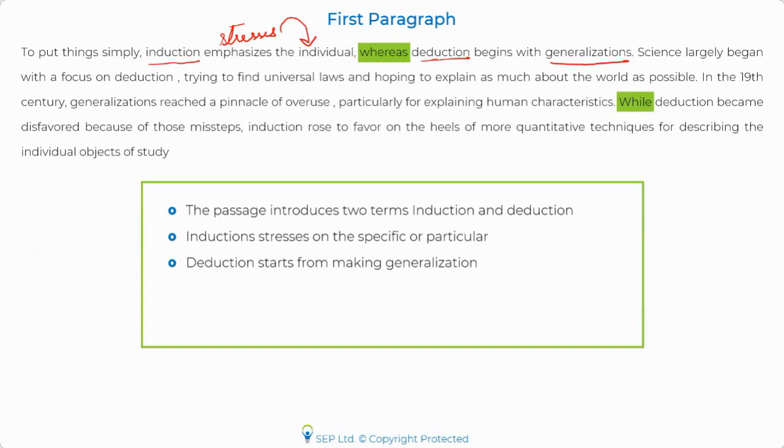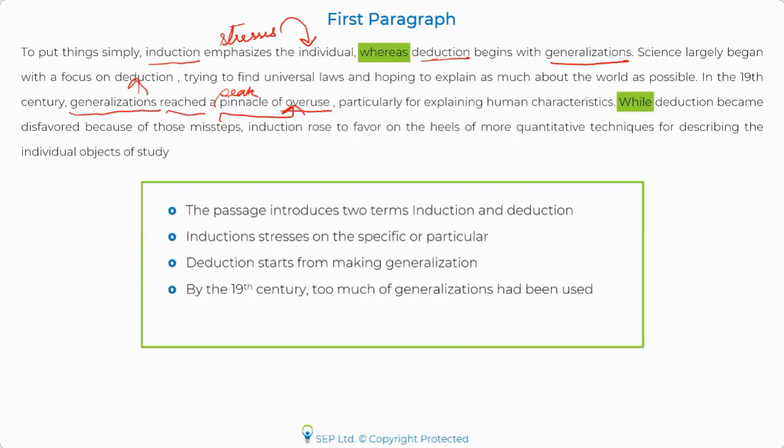Okay, in the late 19th century, so from the beginning we now come down to the 19th century, generalizations, meaning deductions, reached a pinnacle of overuse. If I don't know the meaning of pinnacle, which by the way means peak, I'll still read on. In the 19th century, generalization reached overuse. It was used too much, particularly for explaining human characteristics. While deduction became disfavored because of those missteps. Which missteps? This overuse, probably. So while is again a transition word, telling me either a contrast or how two things happened simultaneously.